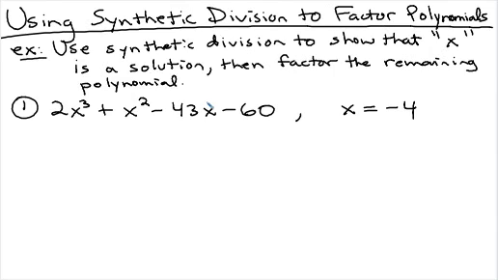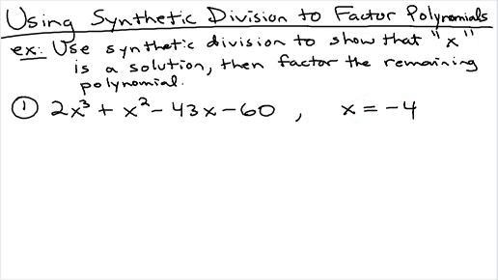All right, today I wanted to talk about how we can use synthetic division to factor a polynomial. And on these problems, they're going to say use synthetic division to show that x is a solution and then factor the remaining polynomial. On this problem, we're given this big long polynomial, 2x cubed plus x squared minus 43x minus 60. And they've told us that x equals negative 4, and we want to show that this x equals negative 4 is a solution with synthetic division and then factor it.